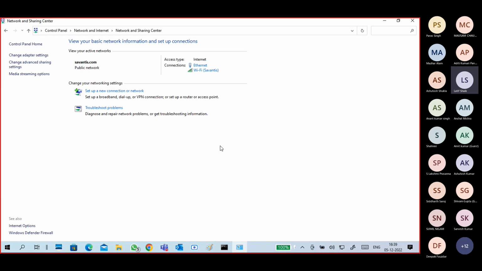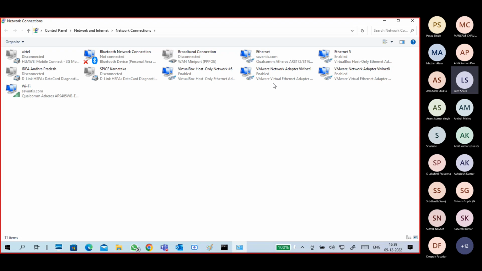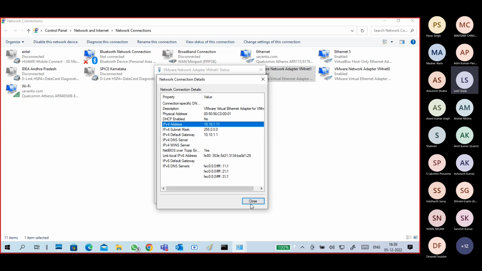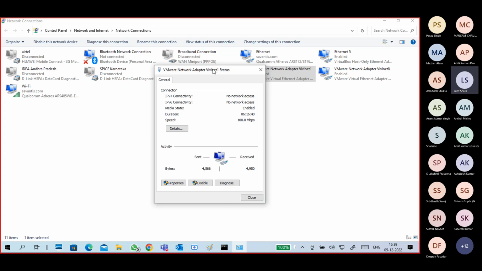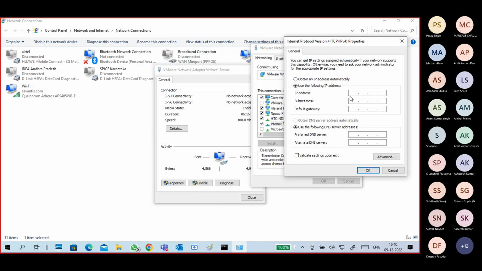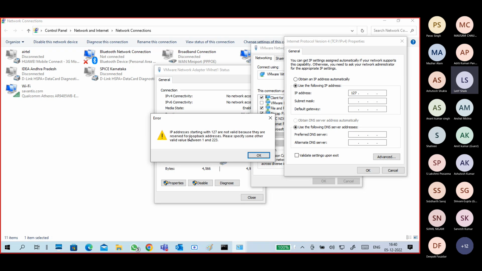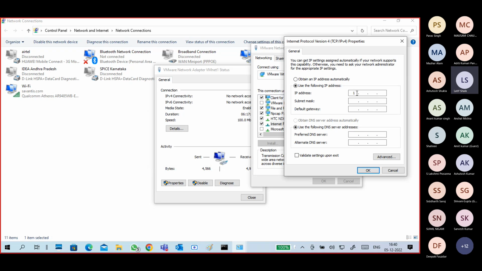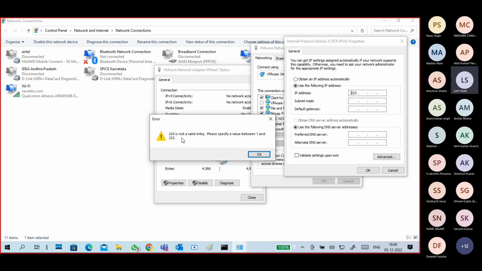If you have a doubt, I will show you. This is a NIC already configured with an IP address, 10.1.1.1, which is a class A unicast address, right? So I'm assigning 127 first. Yes, it is showing you cannot assign 127. You can do 1 to 223. What is 223? It is the end address of unicast addressing, class C, 192 to 223, not even 224. I put 224, and again 224 is not a valid entry. Please specify 1 to 223.